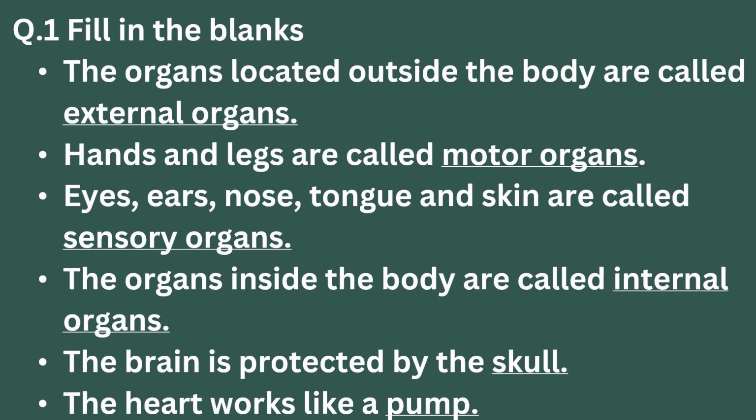Now these are the notes, students. Let's begin with filling the blanks. Organs located outside the body are called external organs. Hands and legs are called motor organs. Eyes, ears, nose, tongue and skin are called sensory organs. The organs inside the body are called internal organs. The brain is protected by the skull. The heart works like a pump.